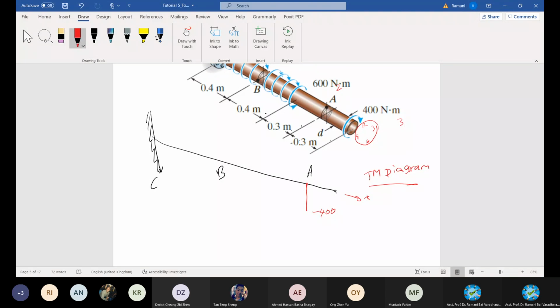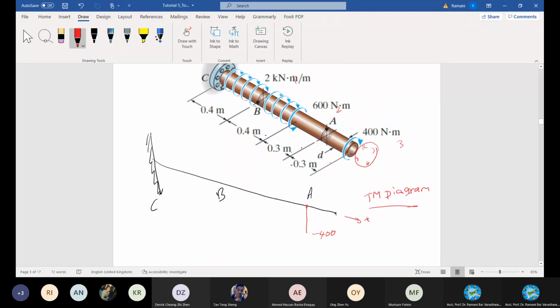There is no disturbance until the 600 Newton meter comes in between A and B. Between A and B, there is 600 at this point. Until then, it is still continuing. Only at B is it going to change. So let me draw a straight line here. Until this, the 400 keeps following, right? And then at this point, there is a moment. I'll just project it if you want.